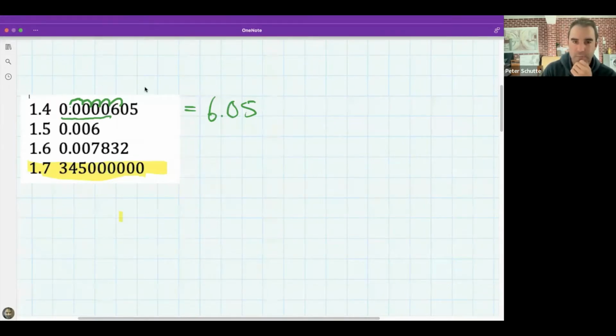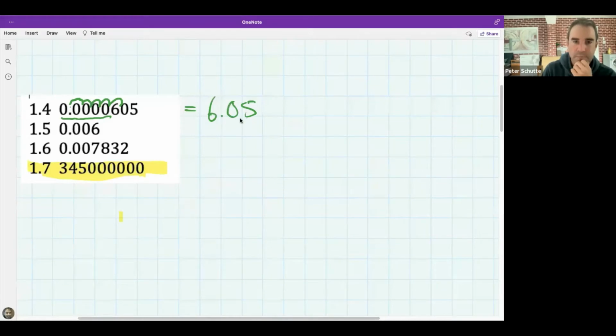I'm not quite sure, but I think we have to move 5 steps to the right, because we moved from the zeros and we went to the 6.05. So I'm guessing we have to move to the right.